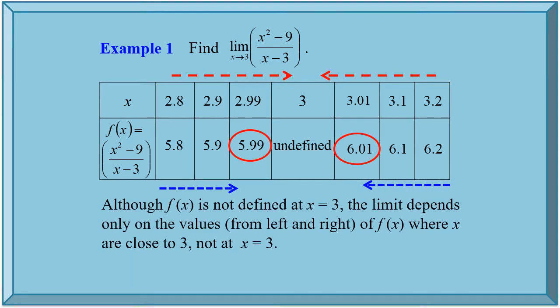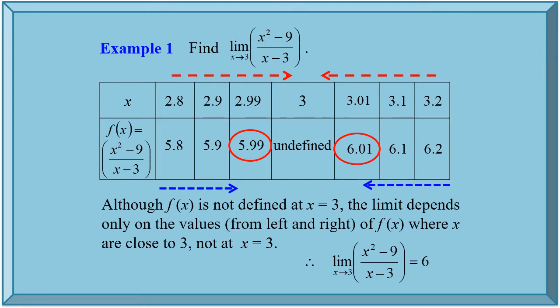So for both of these values, 5.99 and 6.01, although f(x) is not defined at x equal to 3, when we substitute the value of 3, we get 0 over 0. The limit depends only on the values from the left and right of f(x), where x is close to 3, not at x equal to 3. So what we can say from both values is that f(x) is actually approaching 6.